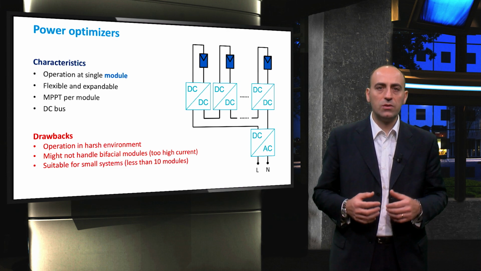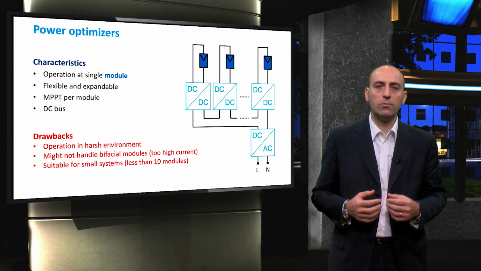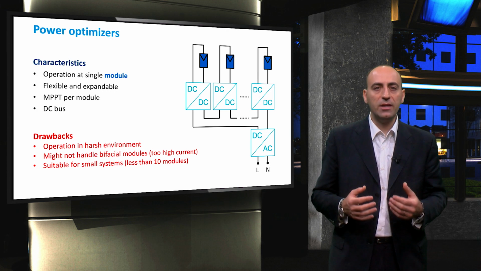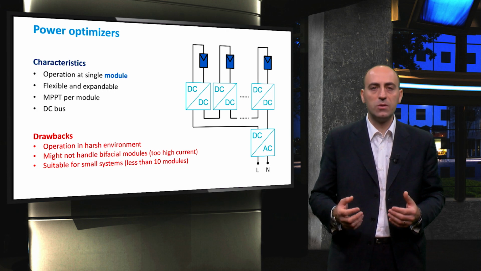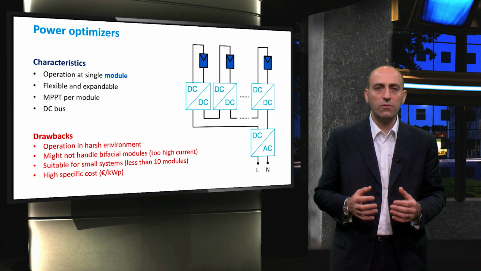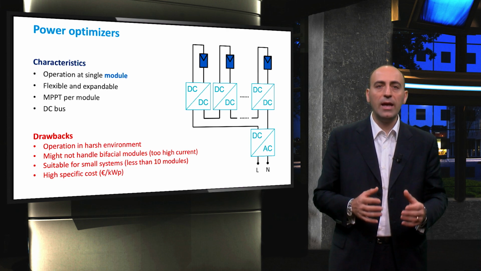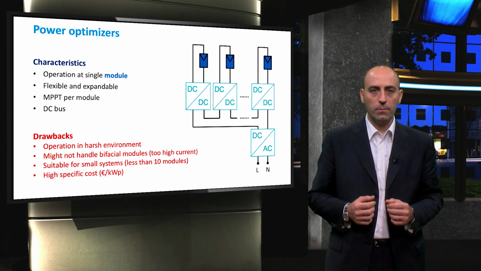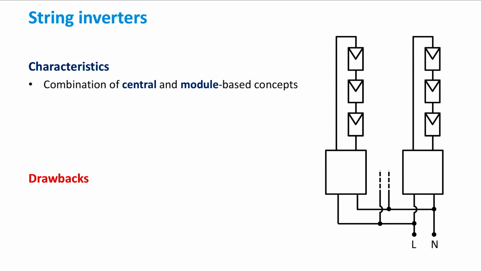This topology is suitable for a small system in the range of up to 10 modules. After that, limitations on voltage and specific costs become too stringent for this topology to perform well and also be economically viable. The fourth architecture features string inverters, which combine the advantages of central and module integrated concepts with little trade-offs.